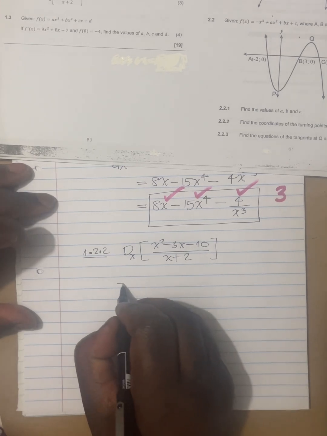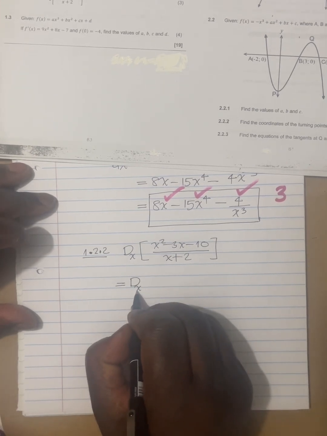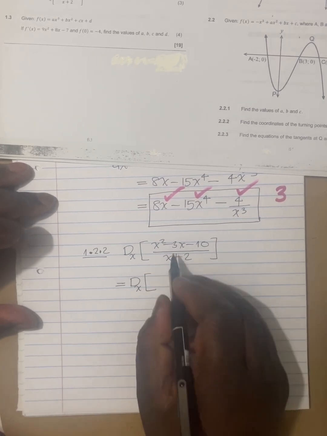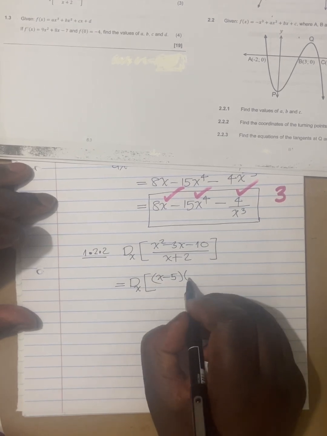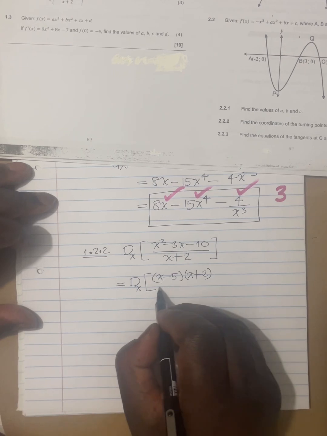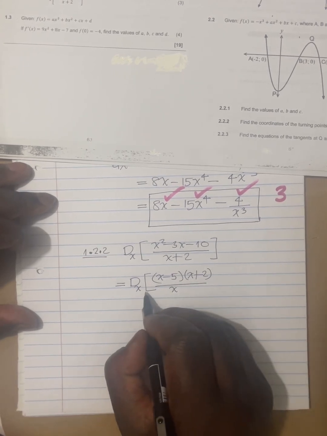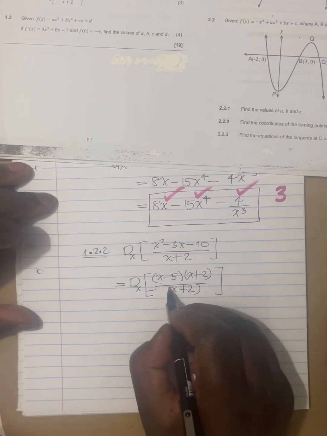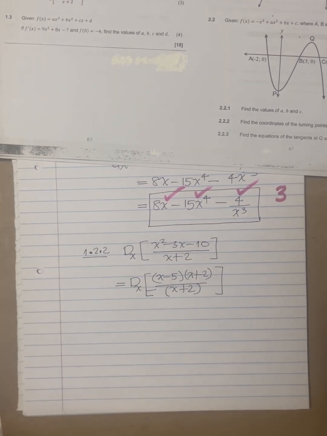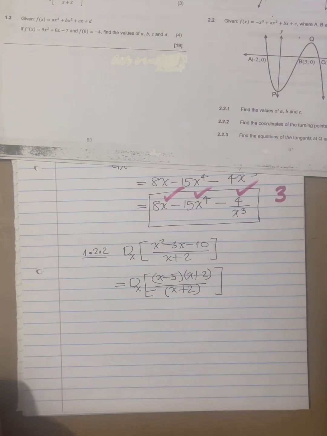I'm just going to go straight here and say this is the same as derivative with respect to x. Factorizing that, it will be (x - 5)(x + 2) all over (x + 2), like so. Let me put this in brackets as well. As you can see, we need to do the cancellation now.